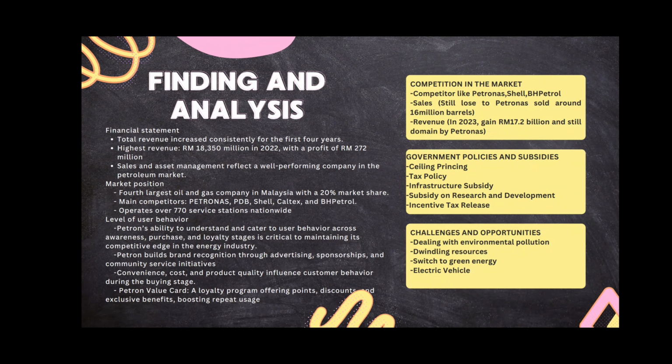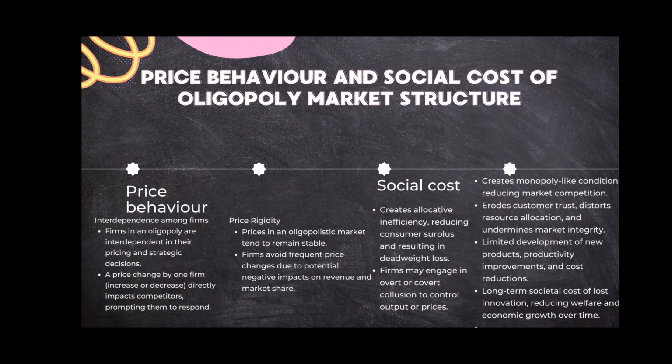Price behavior and social cost of oligopoly market structure. First, price behavior is interdependence among firms. Firms in an oligopoly are interdependent in their pricing and strategic decisions. A price change by one firm, increase or decrease, directly impacts competitors, prompting them to respond. The next behavior is price rigidity. Prices in an oligopolistic market tend to remain stable compared to other market structures. The firms avoid frequent price changes due to potential negative impacts on revenue and market share.